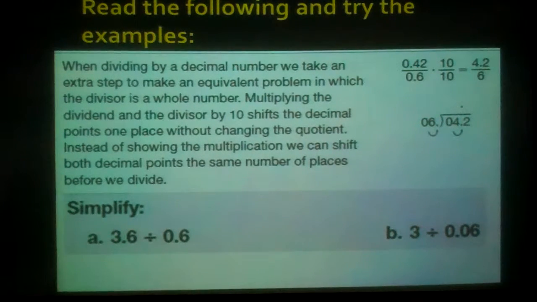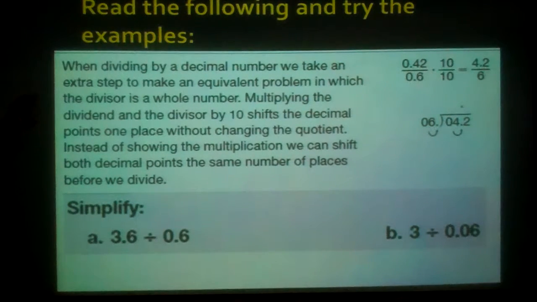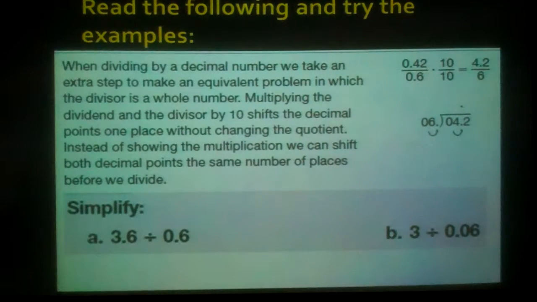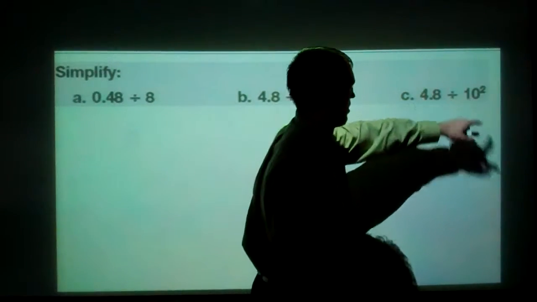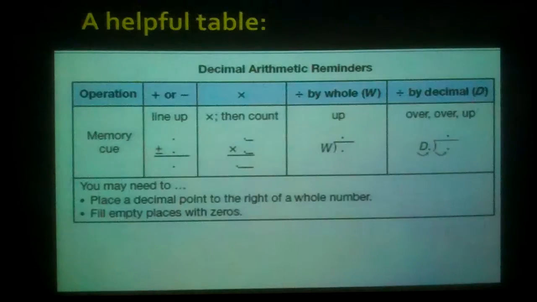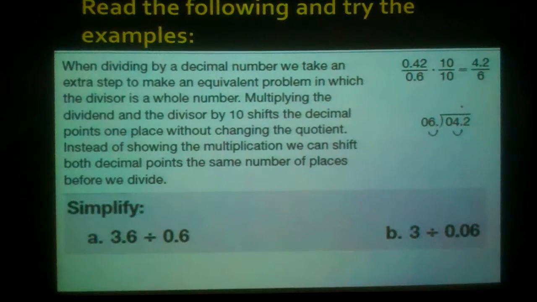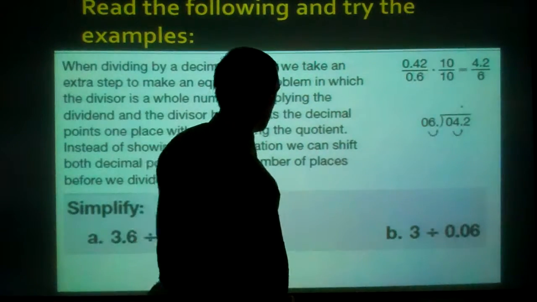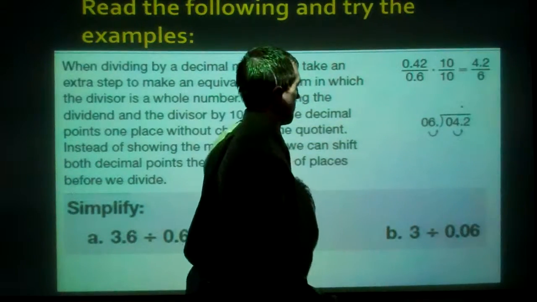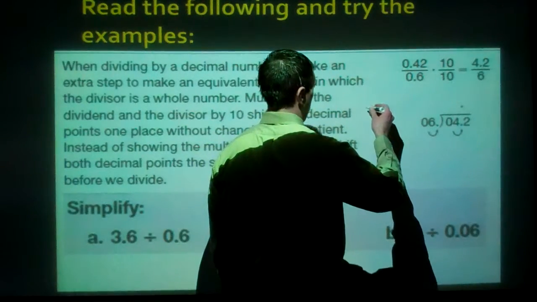Now, these would be some examples when we're dividing by a decimal number. So before, in these ones, we were dividing by whole numbers. Now we're going to be dividing by decimal numbers. And we have this long thing here. I'll let you read that if you want to. But basically, what we're going to do is, let's say, 0.42 divided by 0.6. So that would look like this.